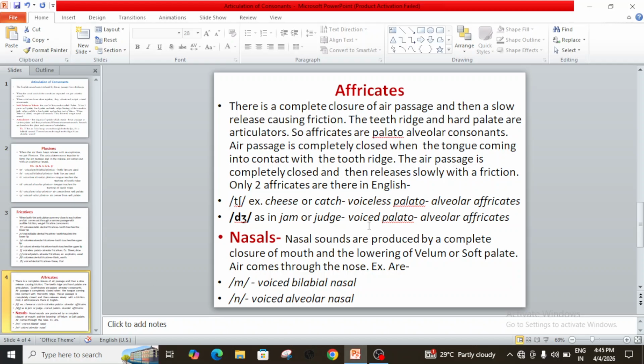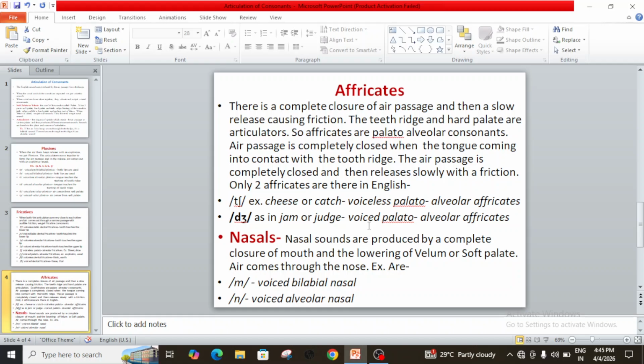Next one is affricates. In affricates, there is a complete closure of the air passage and then a slow release causing friction. So in these affricate sounds, the air passage is completely closed, and there is a slow release of air with friction. The teeth ridge and the hard palate are the articulators. So for all the affricates, the teeth ridge and the middle part of our mouth are responsible.